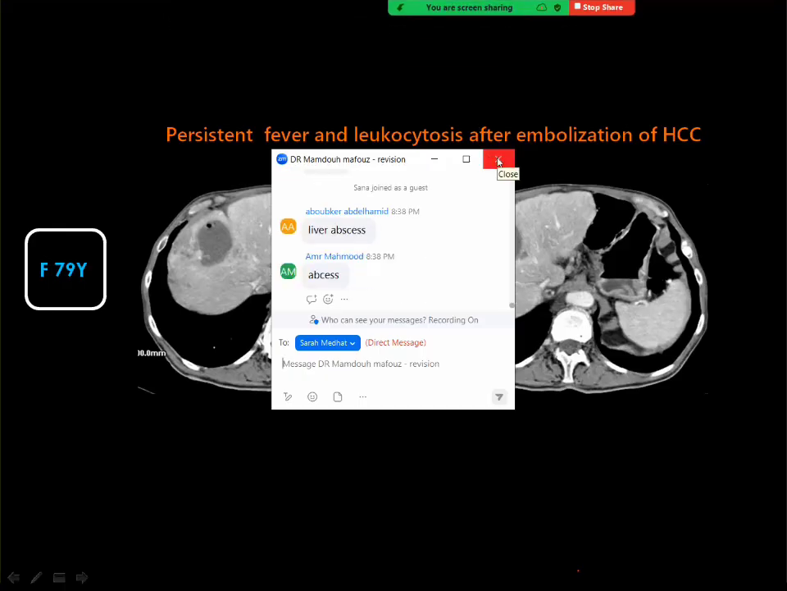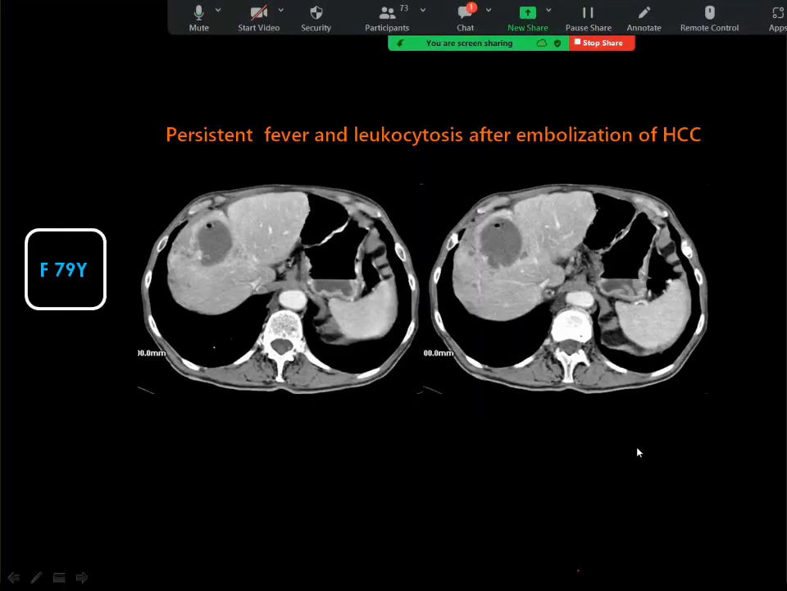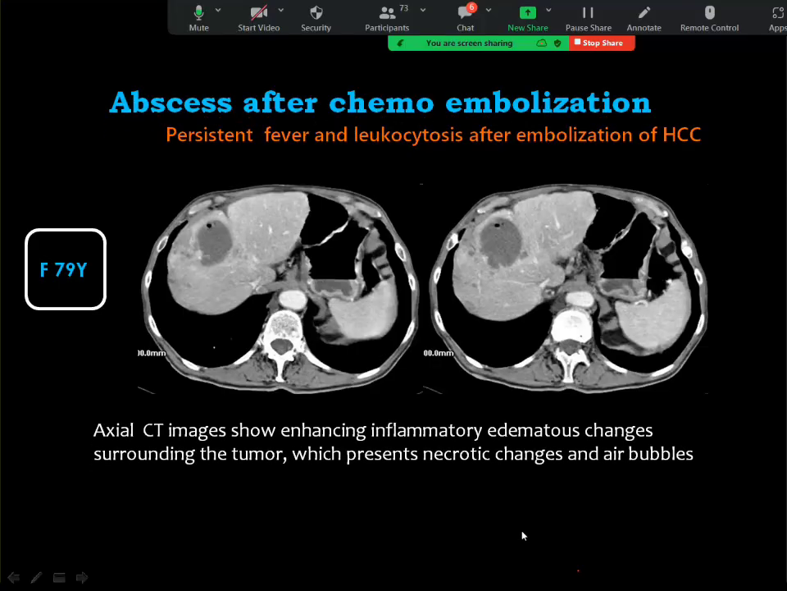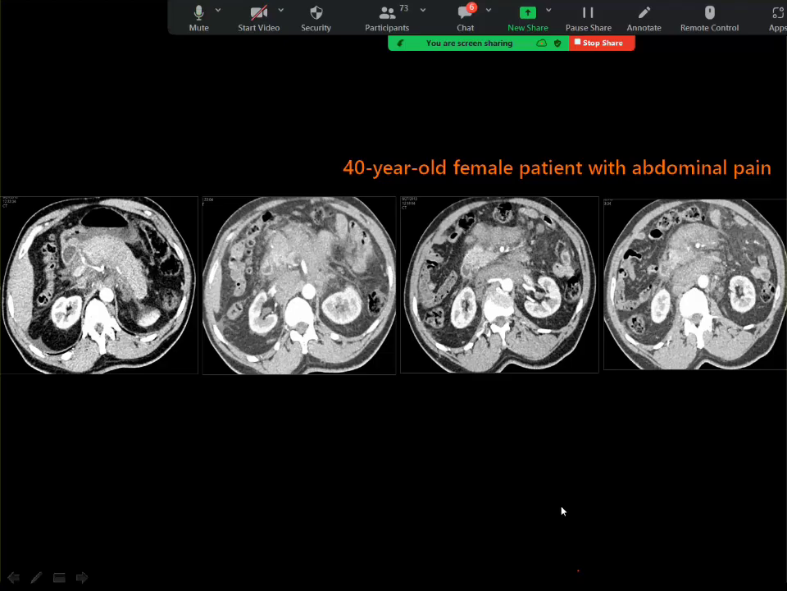This is a female patient, 79 years old, presented by fever and leukocytosis after embolization of HCC. Yes, and this is actually whenever you embolize the hepatocellular carcinoma, you get necrosis and liquefaction of the tumor cells, and this may be secondarily infected, resulting in an abscess, which is a known complication of chemoembolization. Next case is a female patient who is presented by abdominal pain.